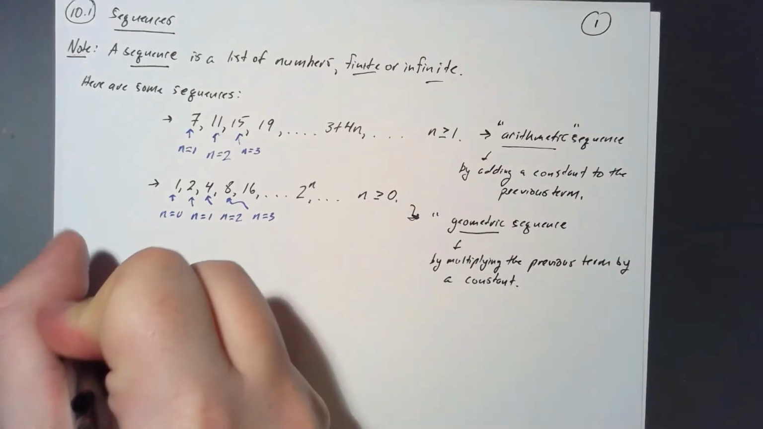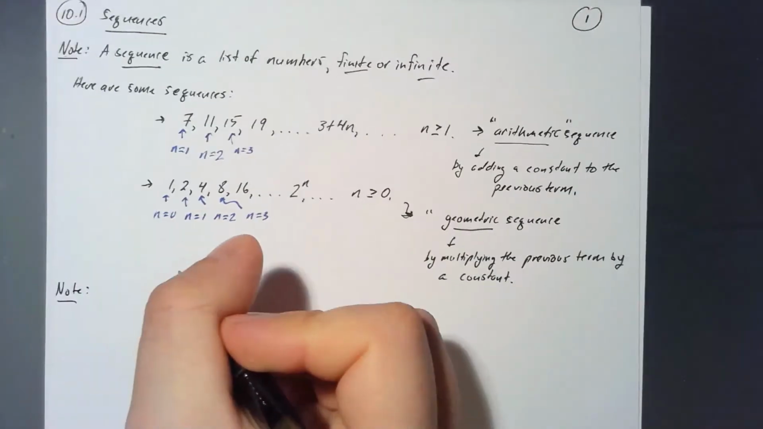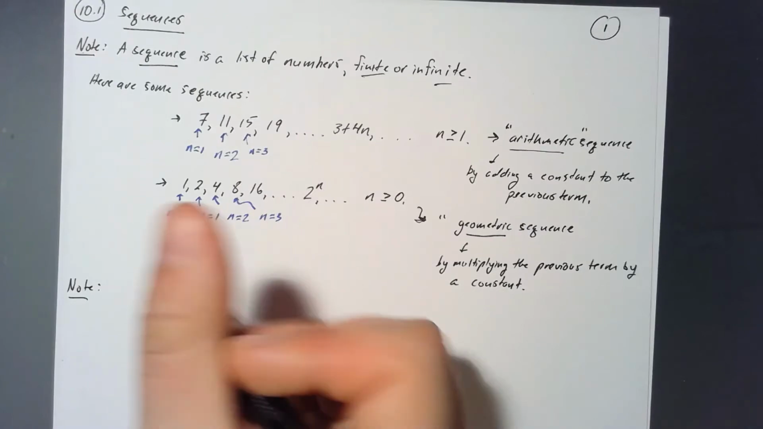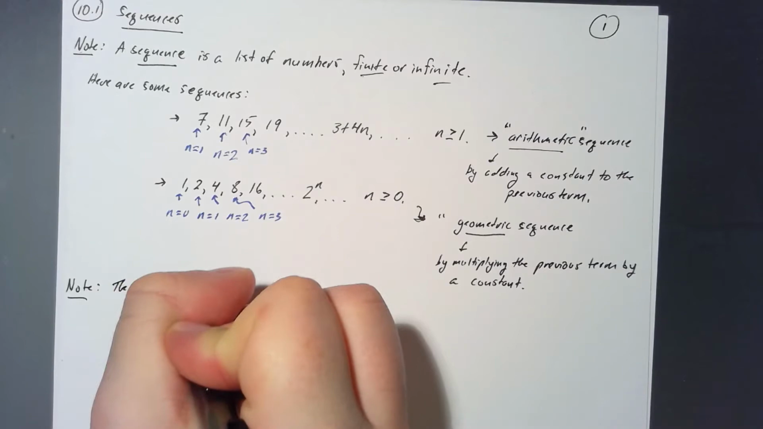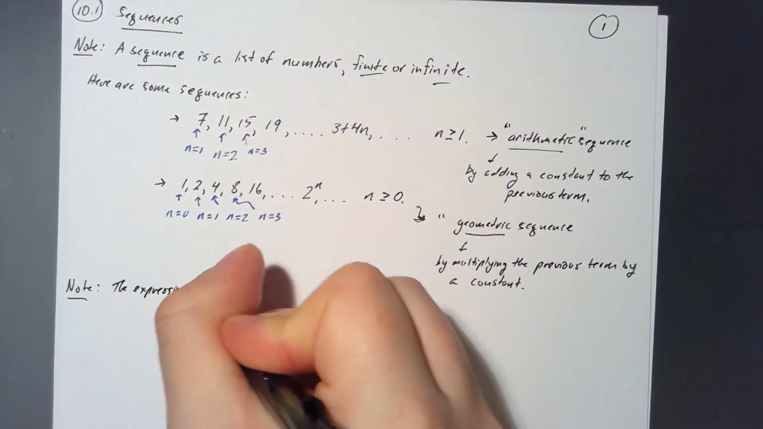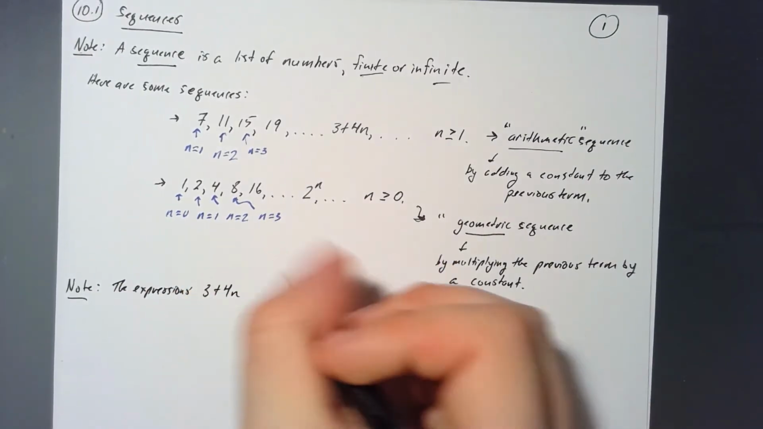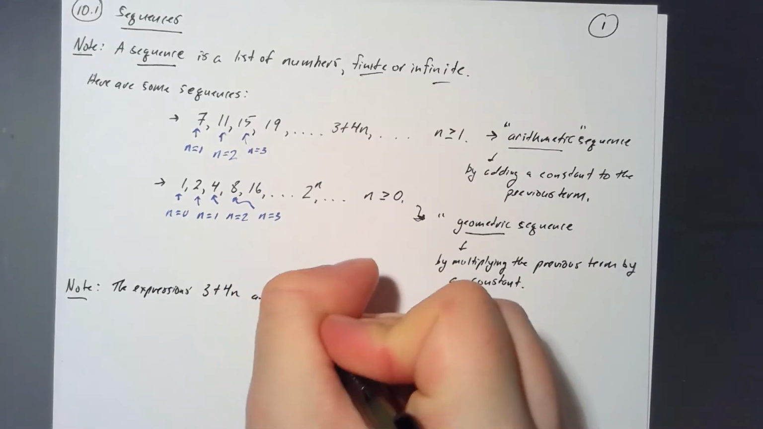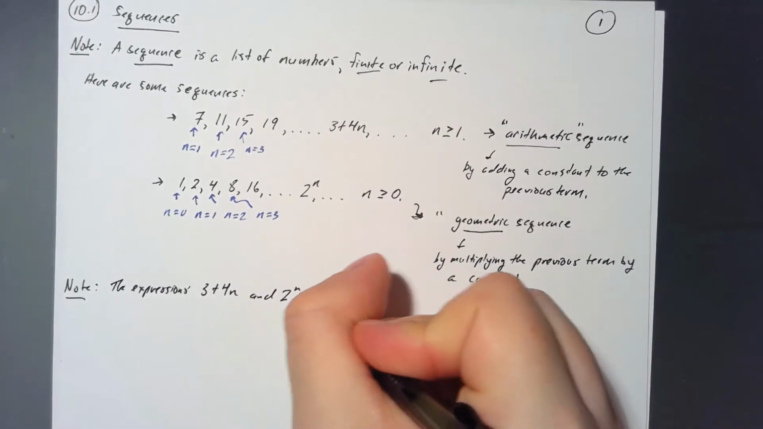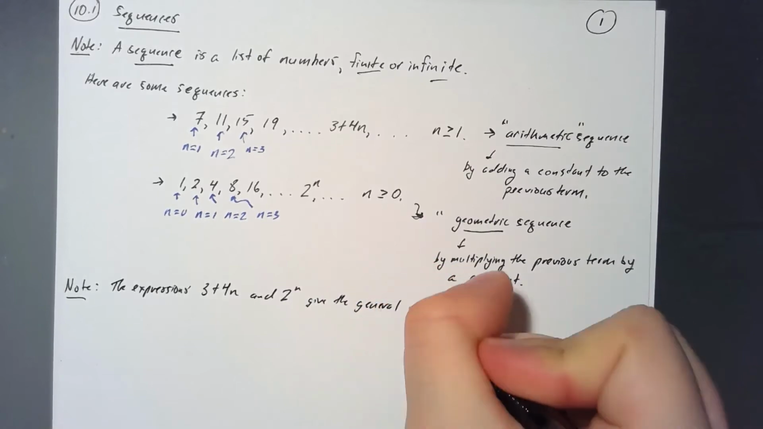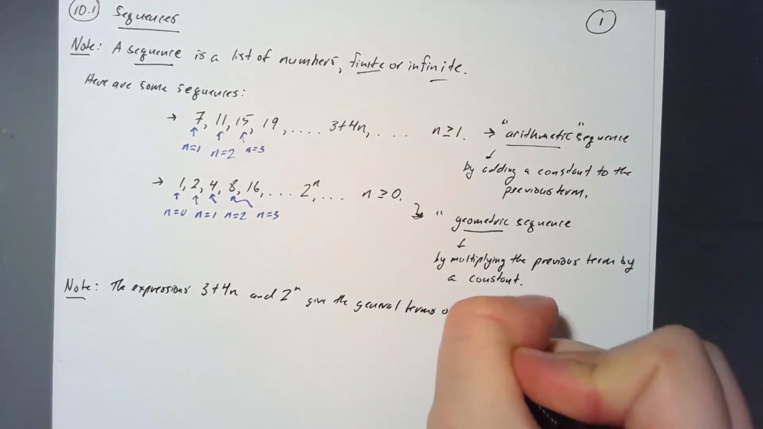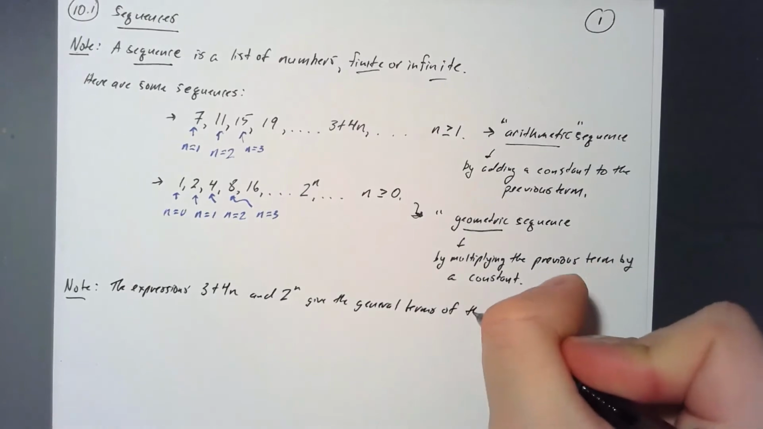So, let me make a note here. Note, the expressions (3 plus 4n) and 2 to the n give the general terms of the sequences.